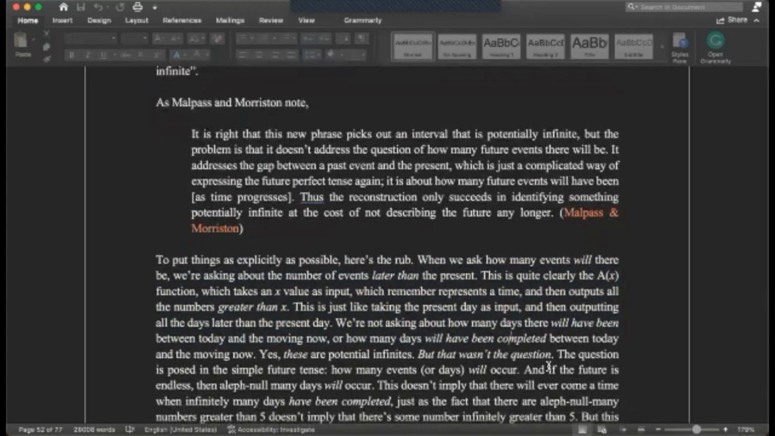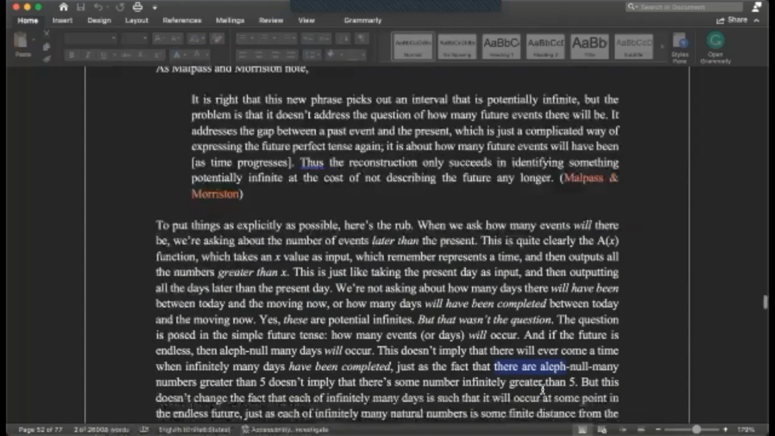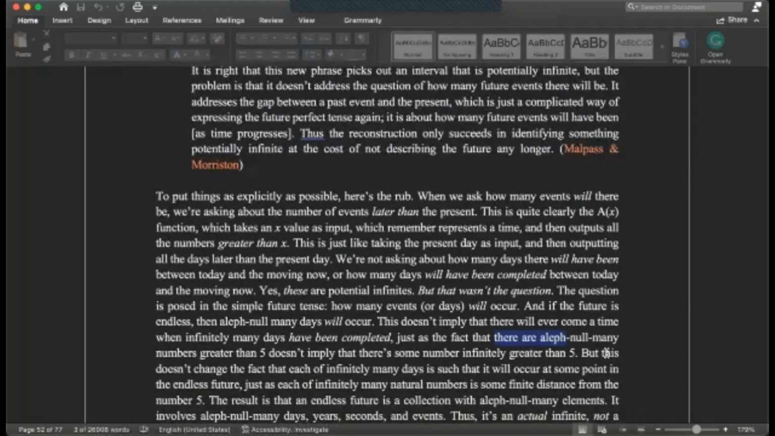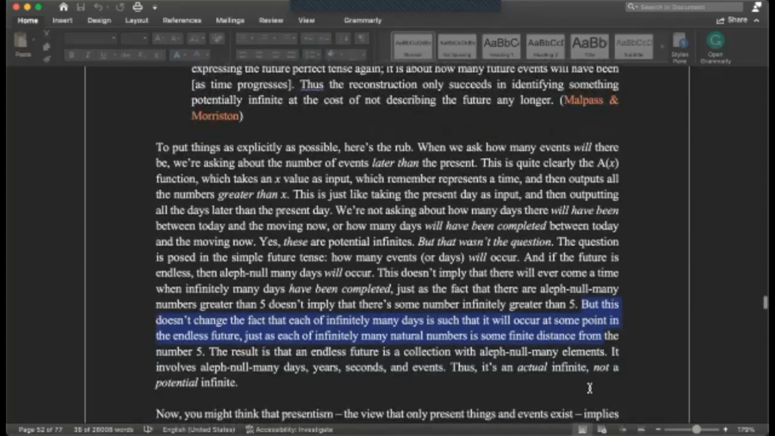The question is posed in the simple future tense. How many events or days will occur? And if the future is endless, then aleph null many days will occur. This doesn't imply that there will ever come a time when infinitely many days have been completed, of course, just as the fact that there are aleph null many numbers greater than 5 doesn't imply that there's some number infinitely greater than 5. But this doesn't change the fact that each of infinitely many days is such that it will occur at some point in the endless future, just as each of infinitely many natural numbers is some finite distance from the number 5. The result is that an endless future is a collection with aleph null many elements. It involves aleph null many days, years, seconds, and events. Thus, it's an actual infinite, not a potential infinite.